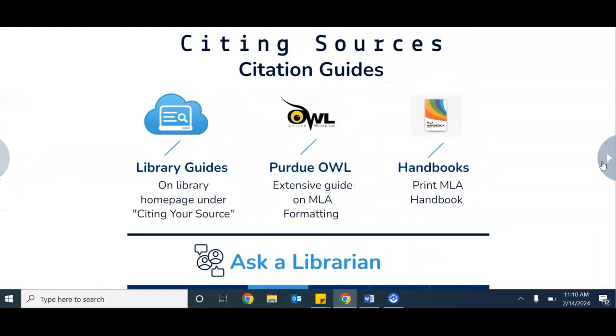Of course, you have to cite where your information comes from, and I know you've been told again and again how to do that. So we have some citation guides if that's not your strong suit, or of course we don't have all of that information memorized. So we do have library guides on our homepage under citing sources. The Purdue OWL site is also excellent, very extensive information on MLA, or there's the good old-fashioned handbook that you can purchase or rent or even check out from the library for a period of time.